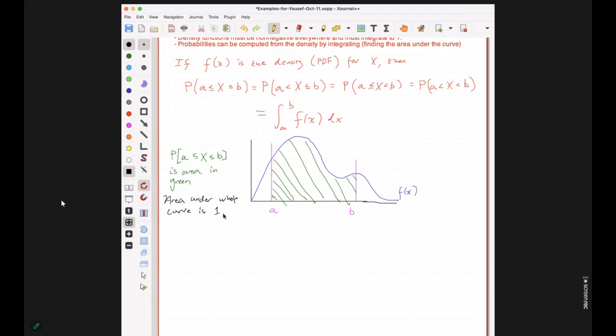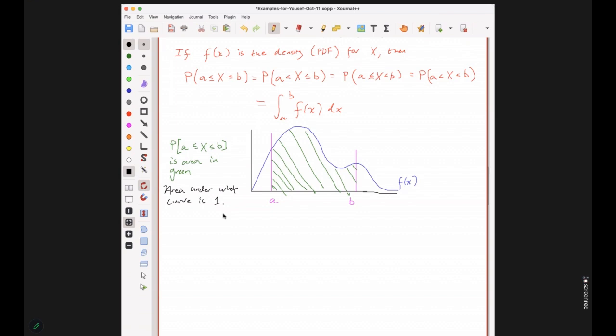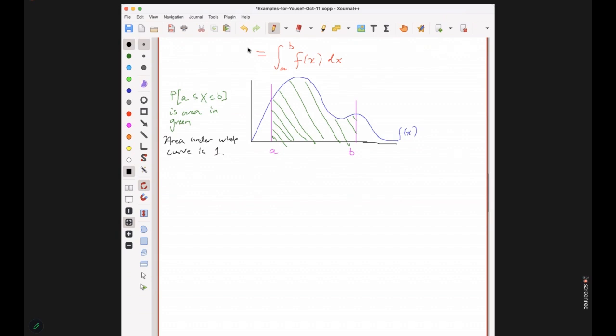And so any areas that I'm looking at over only part of that curve are going to be some fraction between 0 and 1. Some decimal value. Does that make sense? Of course. And while we're at this, let's look at expectation and variance in terms of the density.